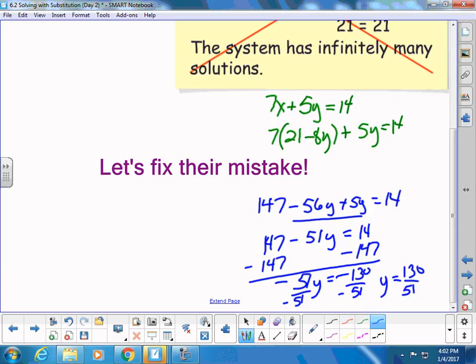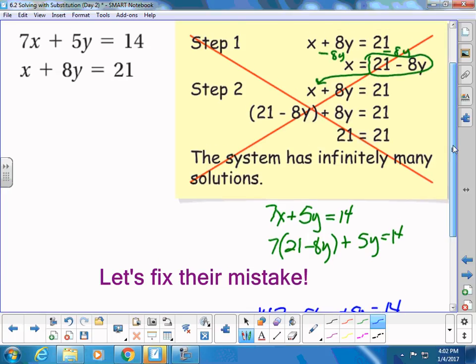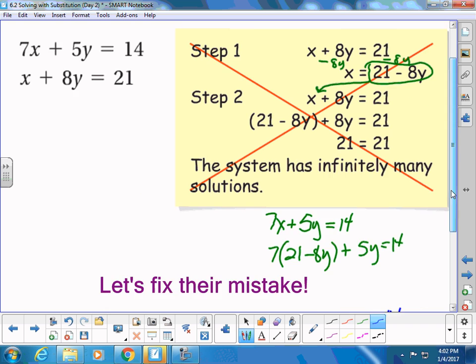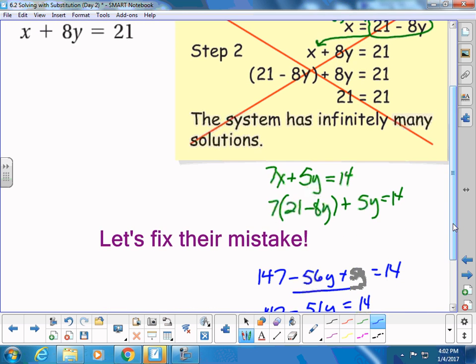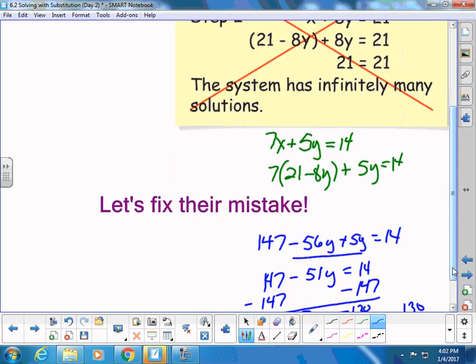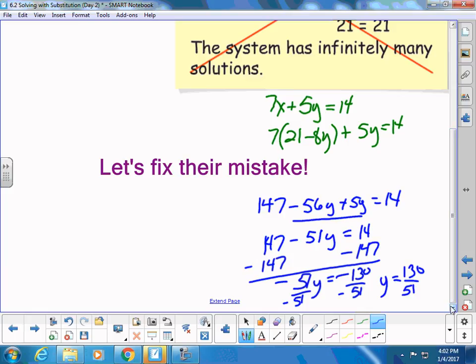So again, 21 minus 8y is what we're substituting, and we have 7x plus 5y equals 14. 7 times 21 equals 147. 7 times 8 is 56. Plus 5y. Yeah, it looks right. So that is not a beautiful answer. I'm sorry, my computer is jumping all over. But that's my answer for y. I have to plug that in and find x, which is going to be messy.